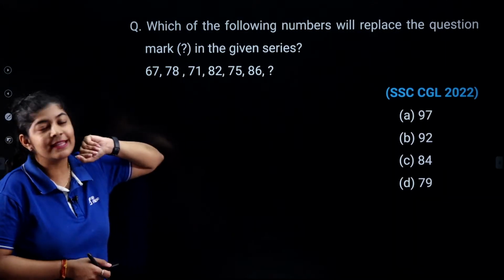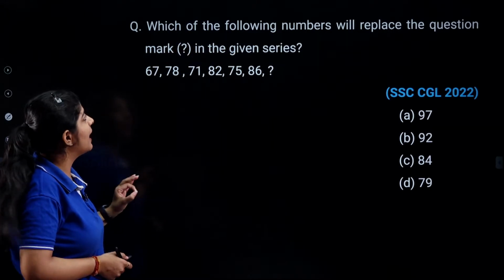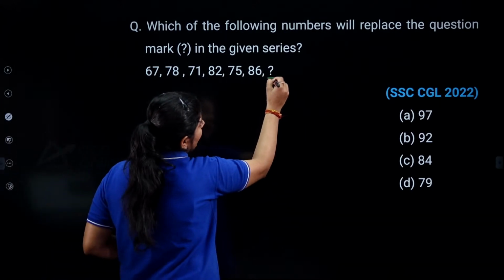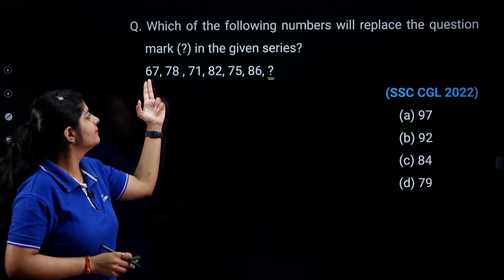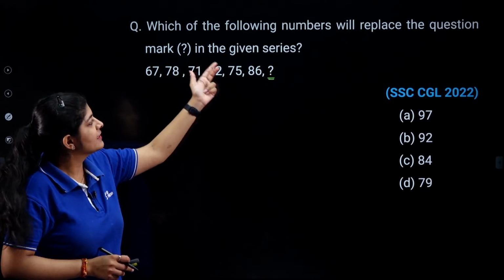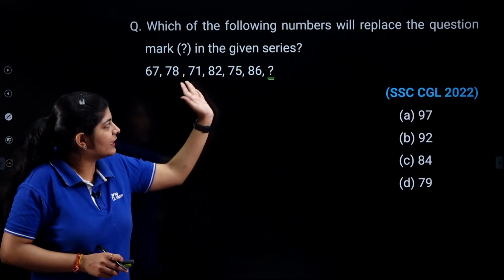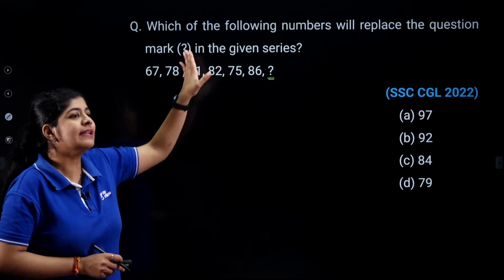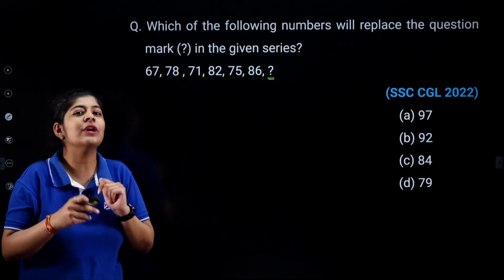Here the question is saying, which of the following numbers will replace the question mark in the given series, where we are having the question mark at the end. Okay, now just read the numbers carefully. 67, 78, 71, 82, 75, 86. While you are reading all these numbers, you are continuously thinking that these numbers are neither increasing too much nor decreasing too much. There is some different kind of pattern.